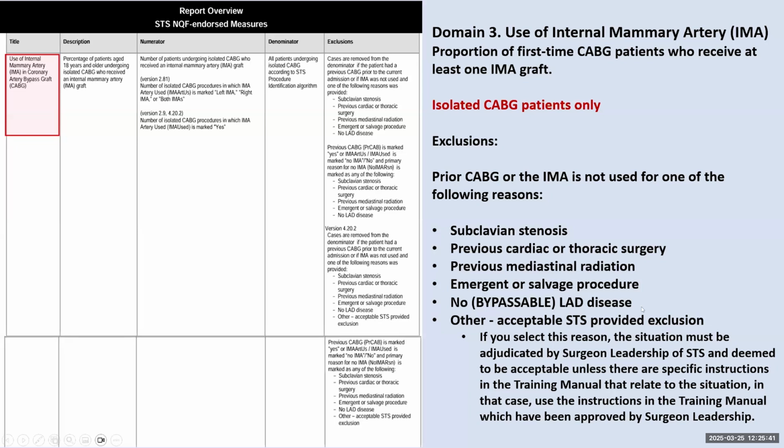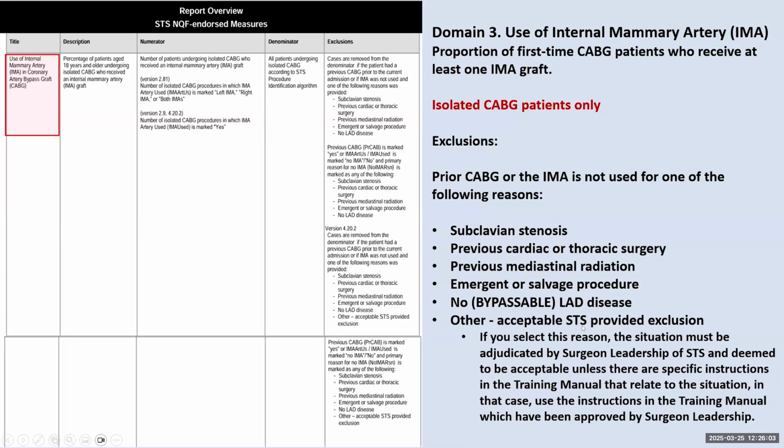No bypassable LAD disease. Remember, this does have some other qualifiers in the training manual. You can't have any left main disease. And when we're talking about LAD disease, we're talking about LAD proper. So your main LAD, not your diags.